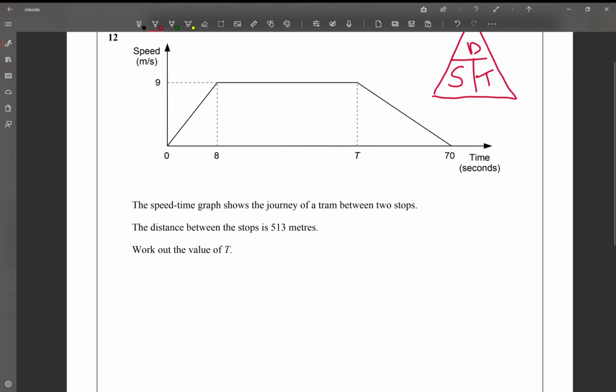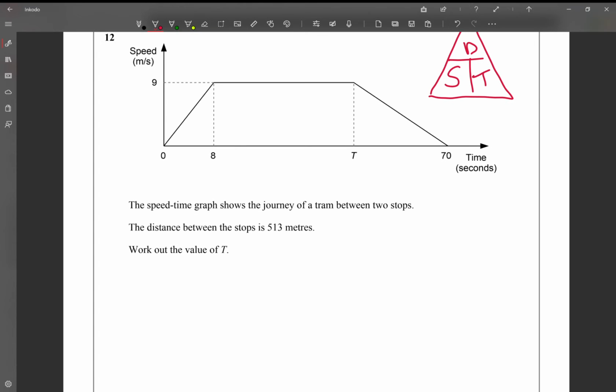So it wants the value of t here. So this is the value of t there. We've already got the 8, so it's the time where it changes and the speed starts to decelerate basically. So that's the change. We have to set this up like a bit of an equation, okay?